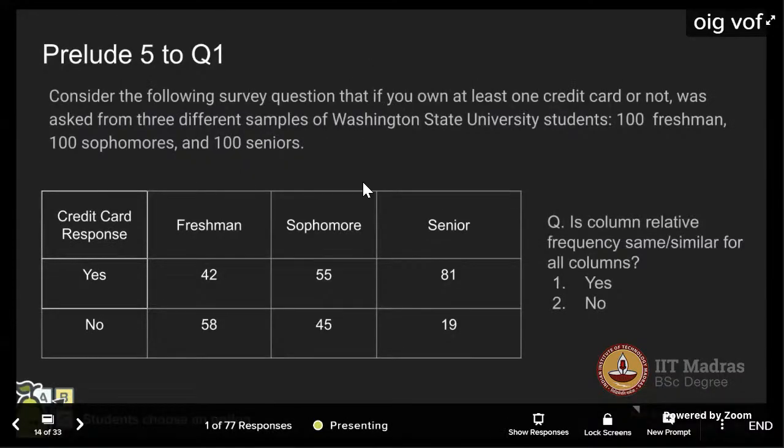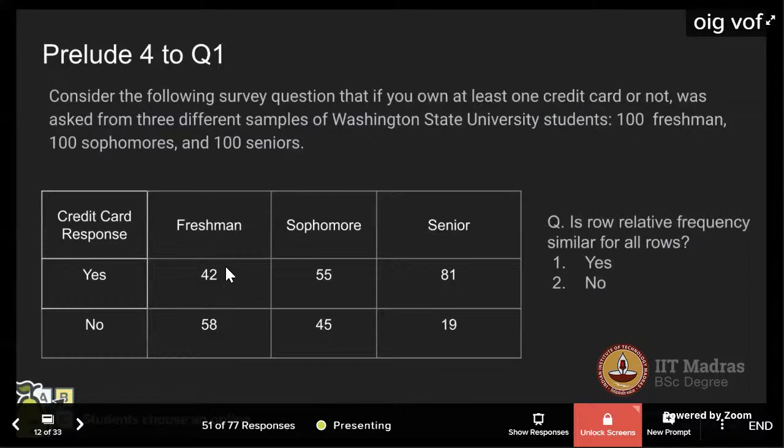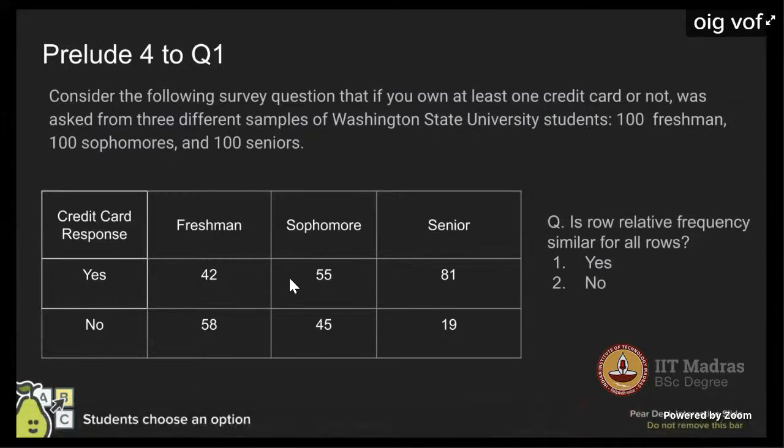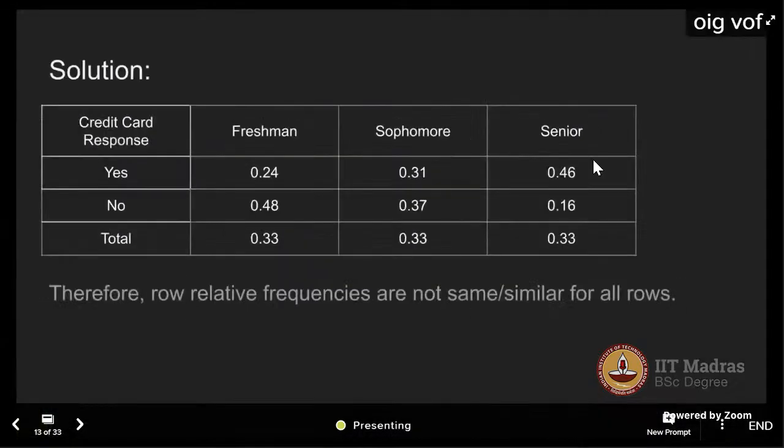Sir, question 4, can you explain the answer once again please? Yes, okay, let me do that. For row relative frequency, you take every entry in the row. Here, for freshman and yes it is 42, divided by the total of this row, 42 plus 55 plus 81, which is 178. So 42 divided by 178 is 0.24. For second year, it will be 55 divided by 178, then 81 by 178. That's the value I have put here.